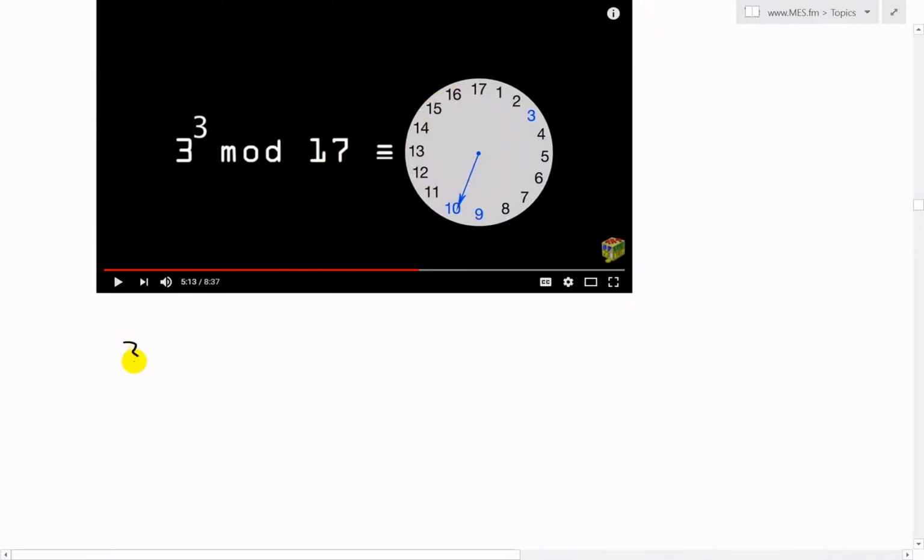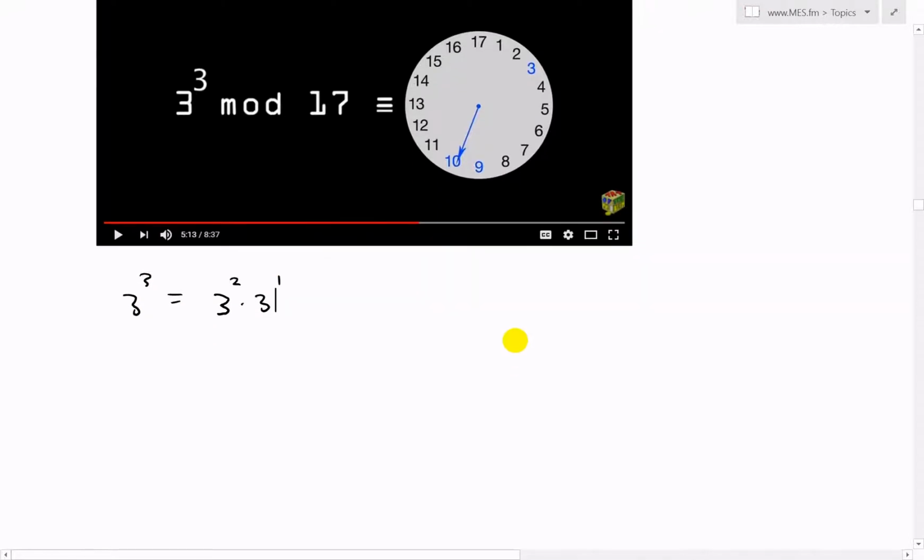So 3 to the power of 3 equals, well, that's just 3 to the power of 2 times 3 to the power of 1. Or you can just think of it as 3 times 3 times 3. So 3 times 3 is 9, times 3 equals 27, like that. So if 17 goes into this, well, cleanly, I'll just do 27 minus 17. This is going to be equal to 10 right here.